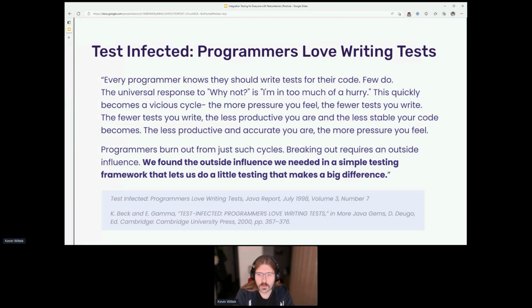Every programmer knows they should write tests for their code. Few do. The universal response to why not is, I'm in too much of a hurry. This quickly becomes a vicious cycle. The more pressure you feel, the fewer tests you write. The fewer tests you write, the less productive you are, and the less stable your code becomes. The less productive and accurate you are, the more pressure you feel. Programmers burn out from just such cycles.